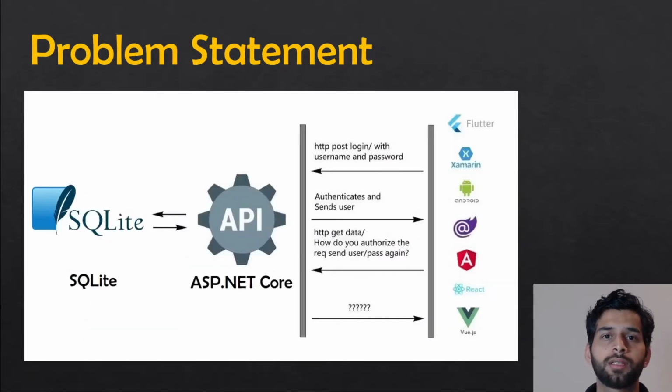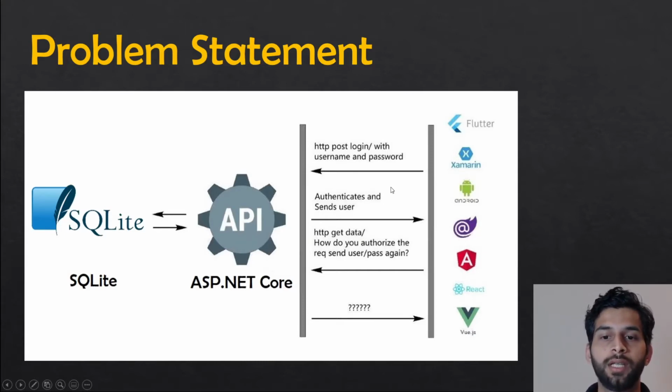Let's try to understand the problem statement. Let's understand why we need to use JSON Web Tokens in our application. For this demo, I'm going to be using a Blazor application, of course, and then we have ASP.NET Core as backend and SQLite as our database, but you can use any database that you like.